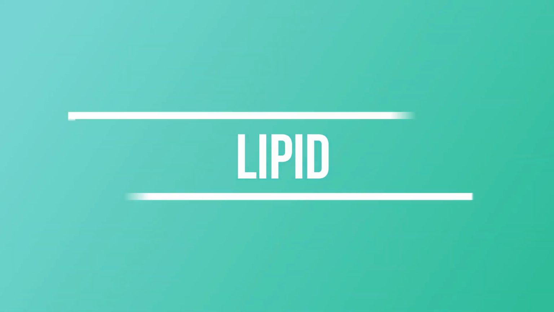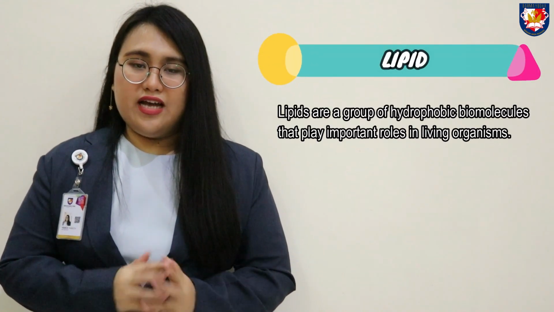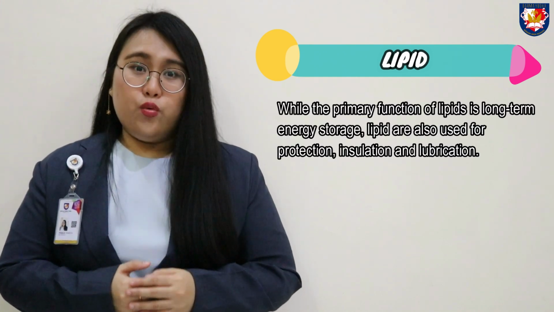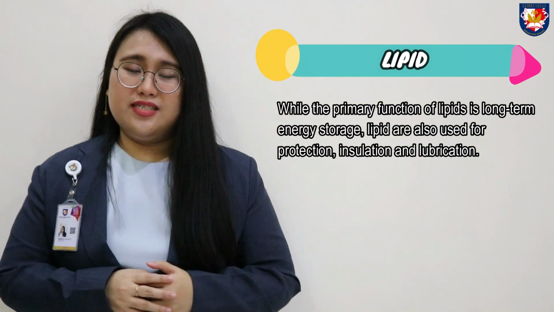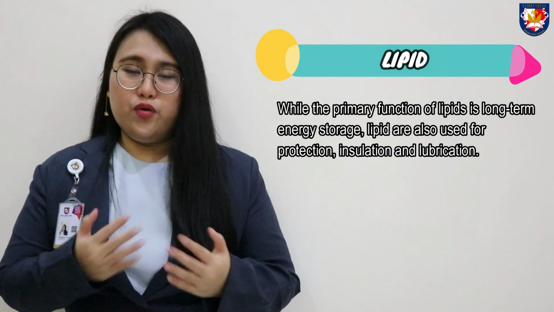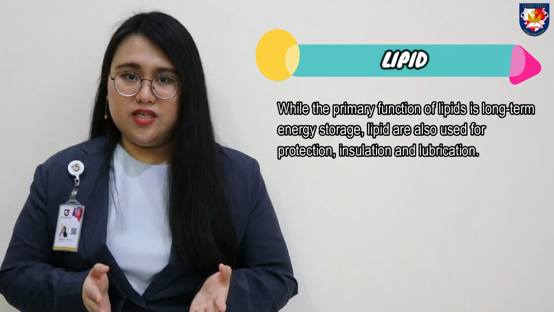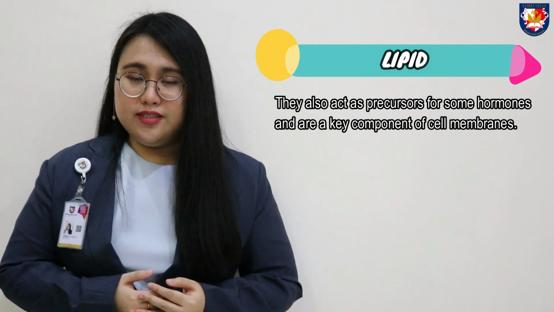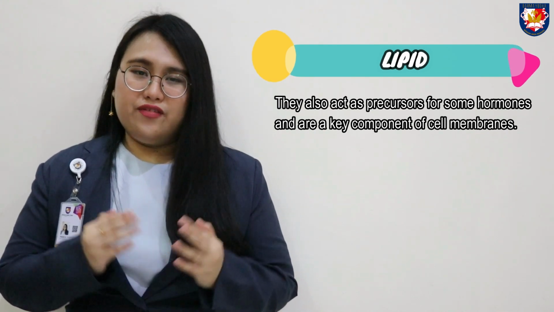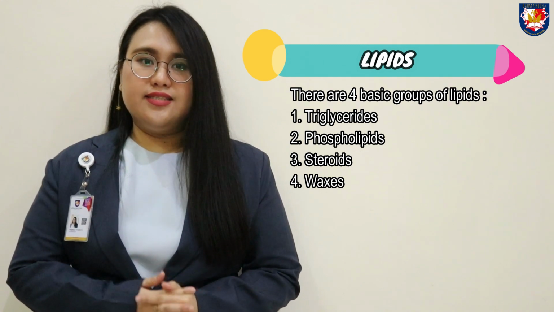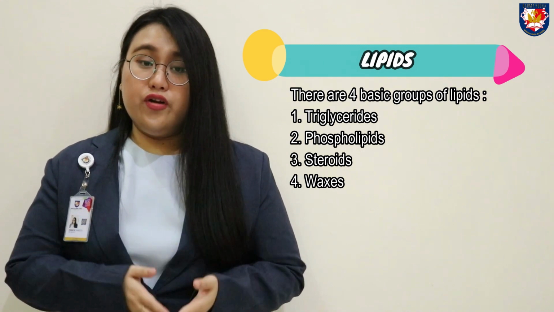First, let's talk about lipid. Lipid is a group of hydrophobic biomolecules that plays an important role in living organisms. The primary function of lipid is long-term energy storage, but lipid is also used for protection, insulation, and lubrication. Lipids are also the precursor for some hormones and are key components of the cell membrane. There are four basic groups of lipids, which are the triglycerides, the phospholipids, the steroids, and the waxes.